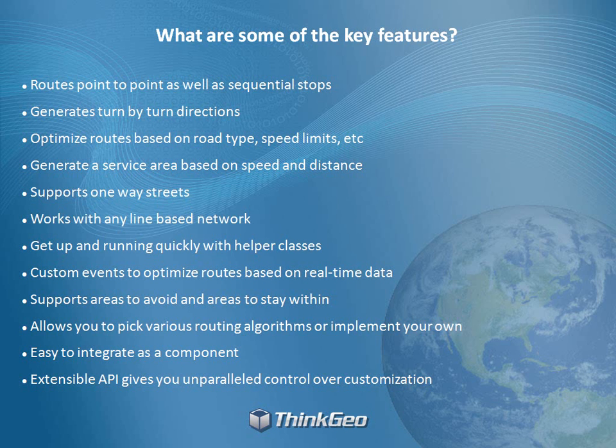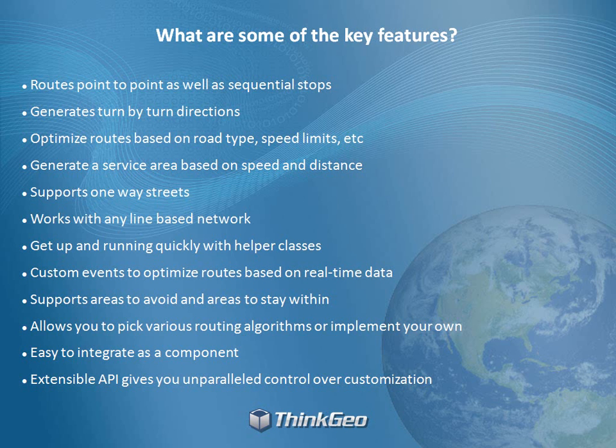We wanted you to be able to get up and running very quickly, and so we included some helper classes to help you with that. So if you do the routing and you get a routing result, you can throw that into what we call a routing layer, and you can instantly display that with some of our default symbology. We wanted to support the concepts of having areas to avoid or areas to stay within, and we'll show some samples about that.